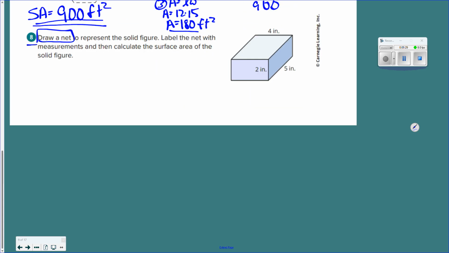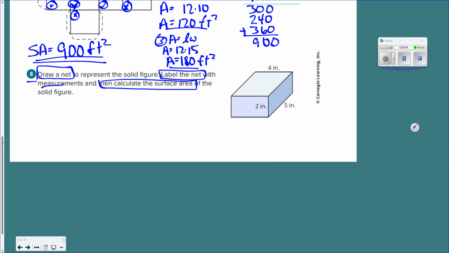Okay, our next one. We need to draw a net, then label the net with measurements, and then calculate the surface area. So we've got 3 things we need to do. In order to draw a net, we haven't really done this yet, we'll get a little more practice today. But the easiest thing to do is just take your prism, take the sides, and draw the sides first. So I know it's going to be a 4 by 5 by 4 by 5.